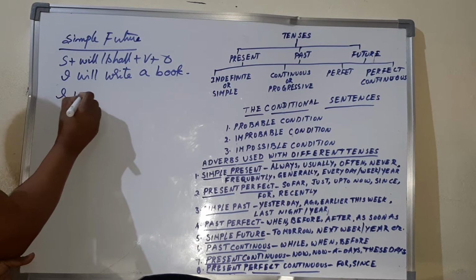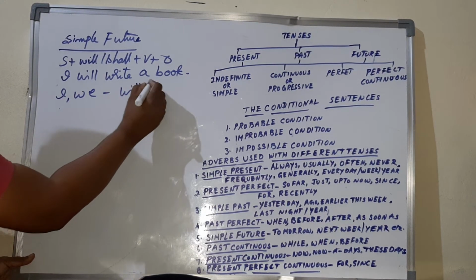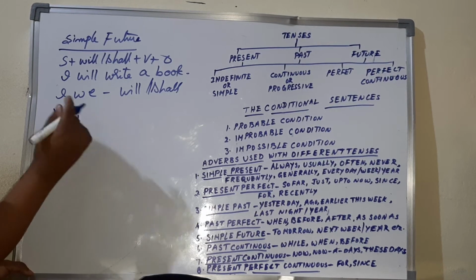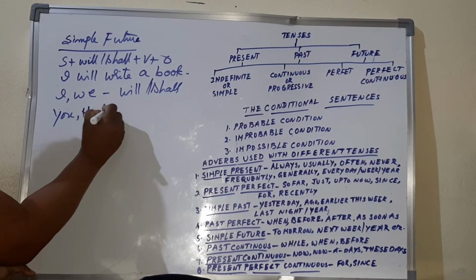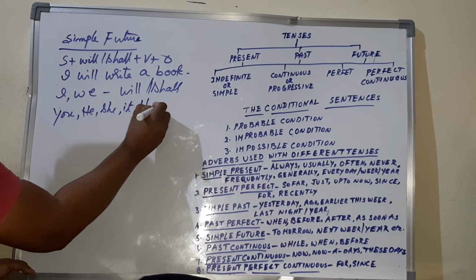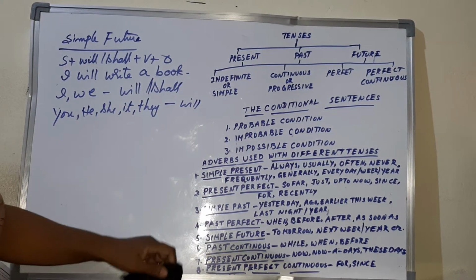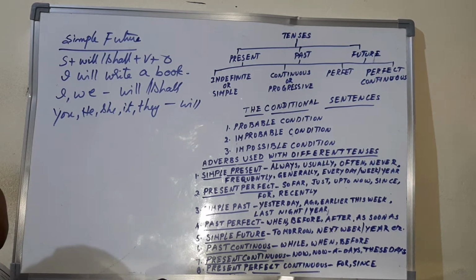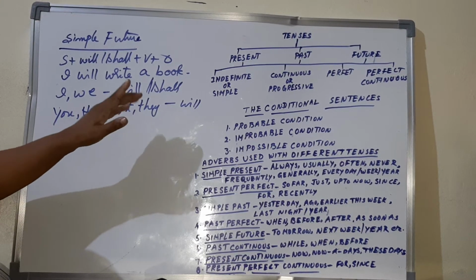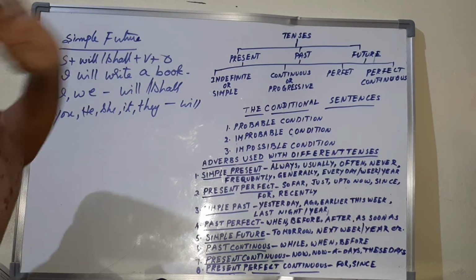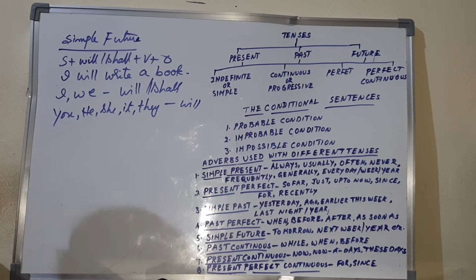Along with I and we, we can use both will and shall. But with second person pronouns and third person pronouns, we use only will. We cannot use shall. You might ask about you shall. If we use you must, you shall, that is not an auxiliary verb. Here will is a primary auxiliary, but that shall in you shall is an auxiliary modal.